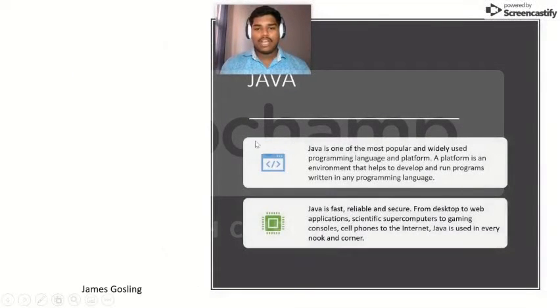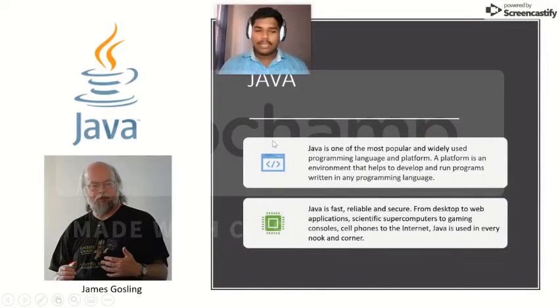Let's move forward. Java. As you may again have heard the name of James Gosling, Java is one of the most popular and widely used programming languages and platforms. A platform is an environment that helps to develop and run programs written in any language. Java is fast, reliable, and secure, though not more than Python. Java is now declining as Python is gaining more, but not so much. Java is again a very beautiful language to learn and interpret. From desktop to web applications, scientific computers to gaming consoles, Java is everywhere.